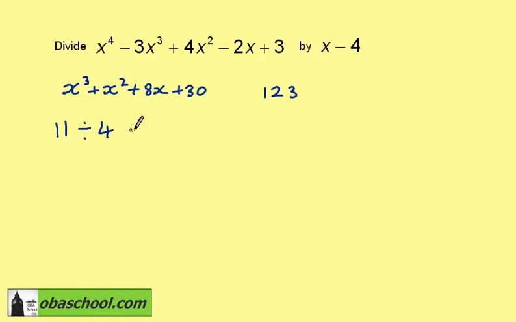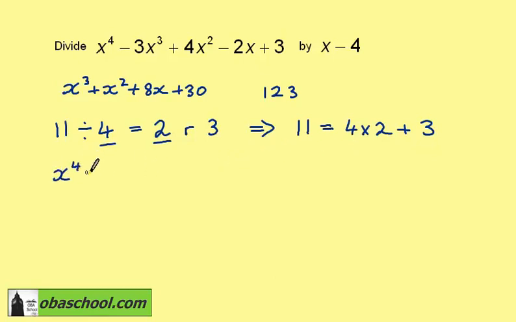4 goes into 11 twice, so we get a quotient of 2, and this leaves a remainder of 3. We know that we can write 11 as equal to 4 times 2 plus 3. We can make an equivalent statement for our algebraic division.